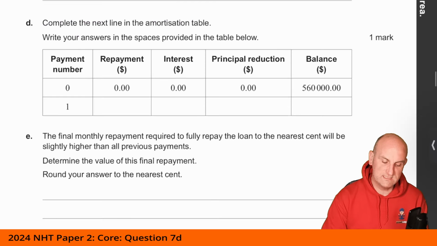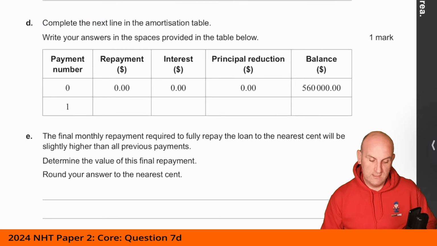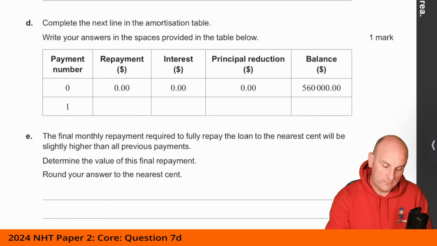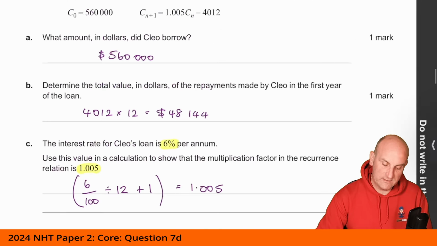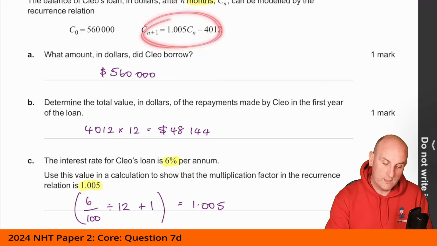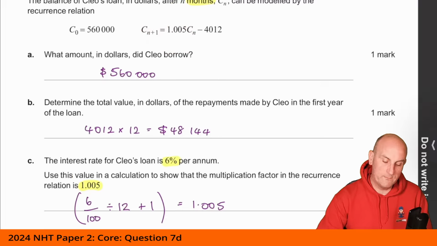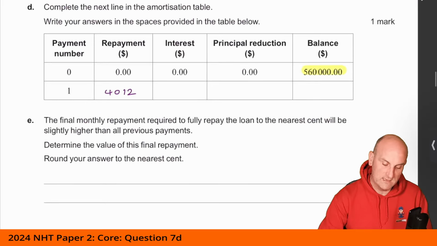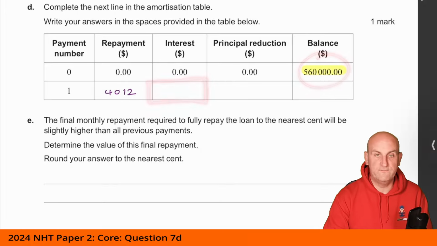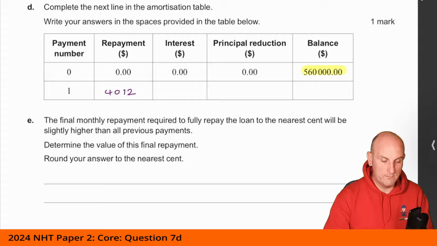Complete the next line in the amortization table. Write your answers in the spaces provided in the table below. Okay, so first things first, we know now that this value here is my opening balance. My repayment is going to be $4,012. Again, we are just getting this from that value here at the top. Okay, we know our interest rate is going to be 1.005, which means I can now get this value here by multiplying 560,000 by 1.005.